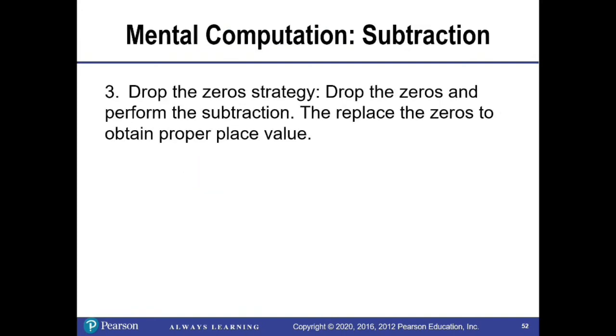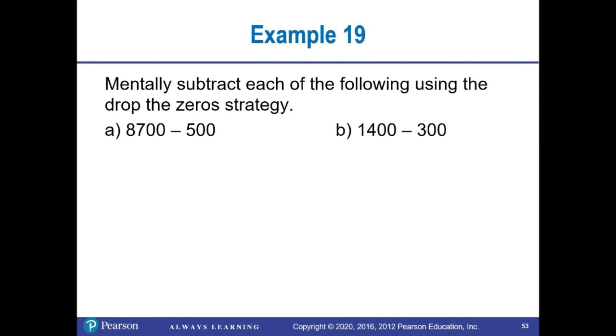Our last strategy for mental computation with subtraction is the drop the zeros. So here, I drop the zeros, I subtract, and then I replace those zeros to keep my proper place value. I have 8,700 minus 500 in part A. So I'm going to drop the zeros. 87 minus 5 is 82. Now remember, it was 8,700 and 500, so my answer is 8,200.